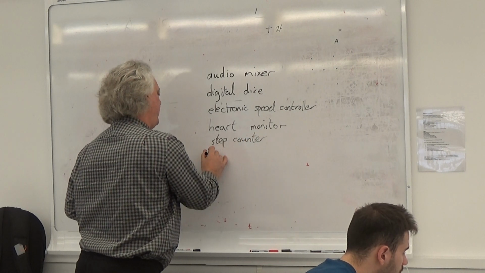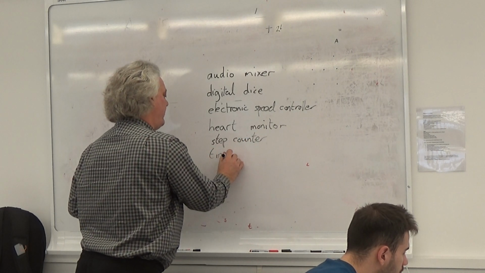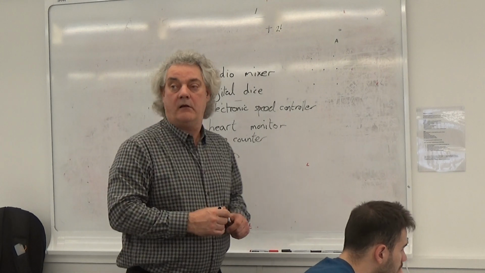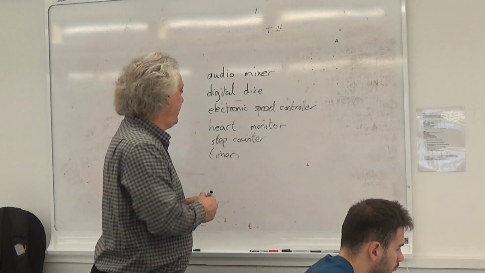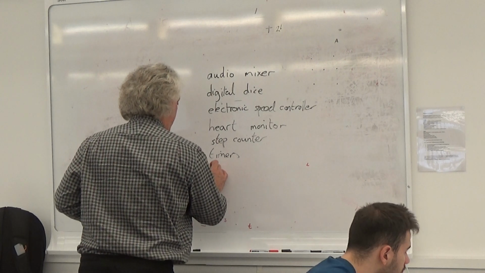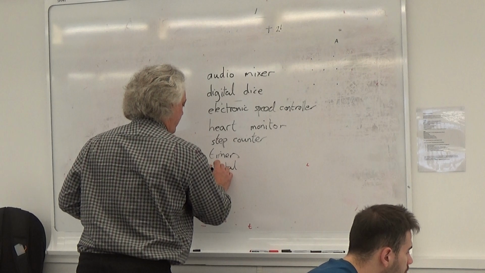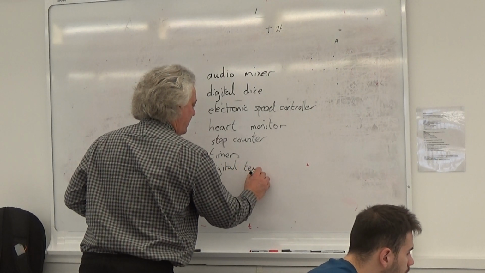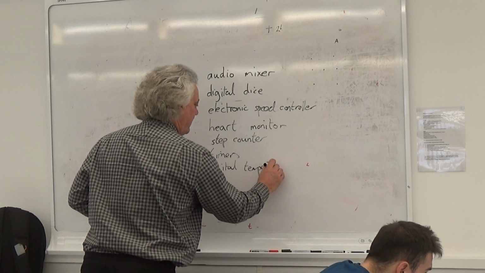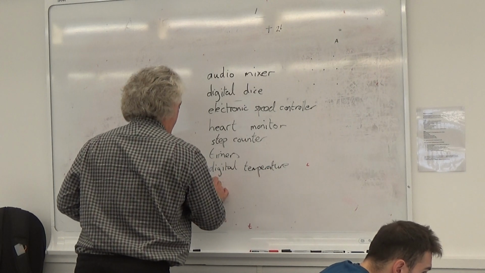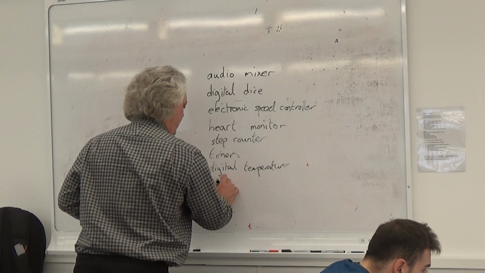We had timers, didn't we? So people have built countdown timers. There was a temperature sensor. There was temperature, yeah. So that was done with digital. So digital temperature. Of course, the classic amplifier, but you've already built one of those.